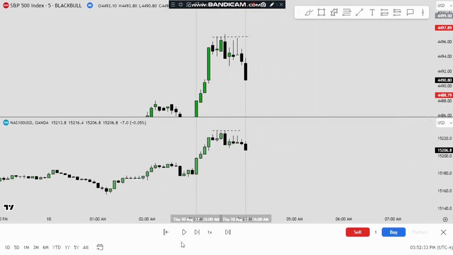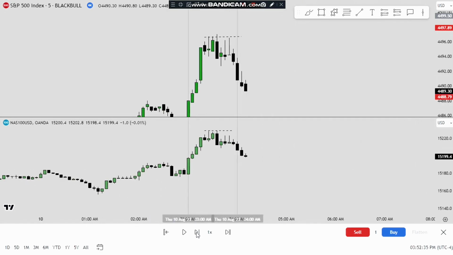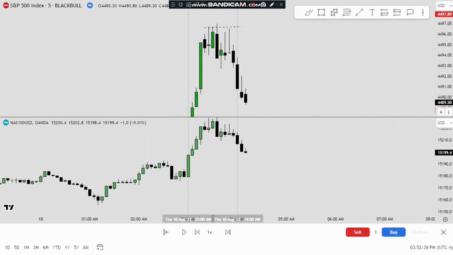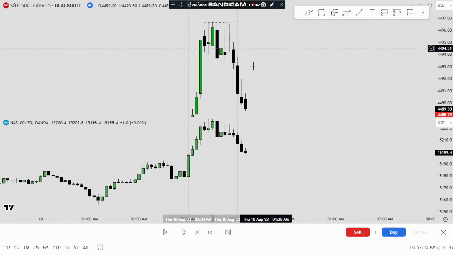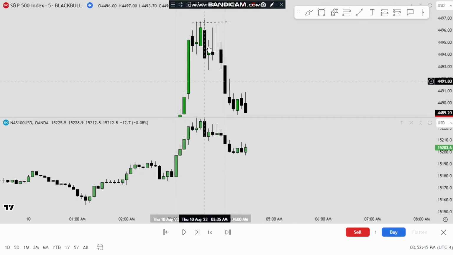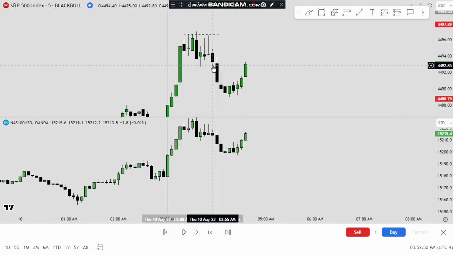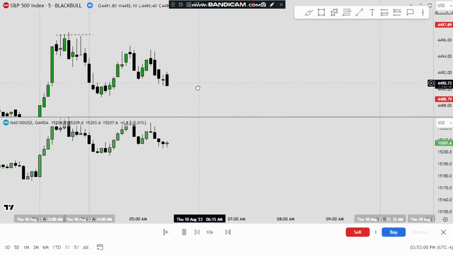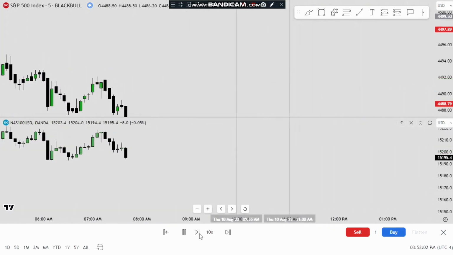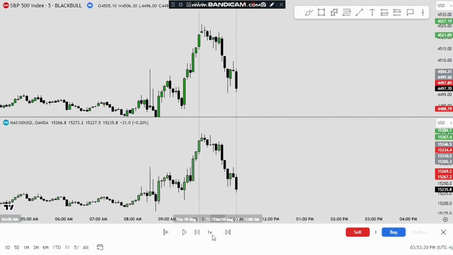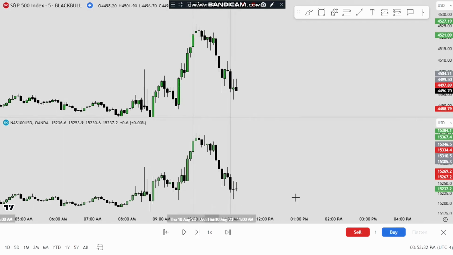So let's see what happens here. There was a divergence, but there was no fair value gap to enter, okay? Maybe on the 3-minute there's a fair value gap, but there was no fair value gap on the 5-minute. So no entry for me here too. Let's go towards the 10 a.m. Okay, so there was no divergence, no trade.